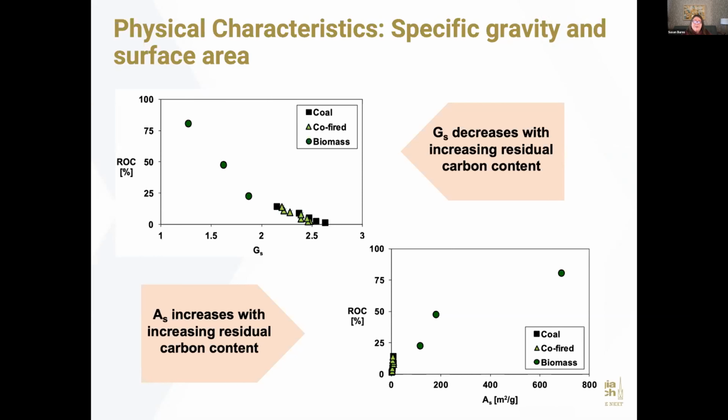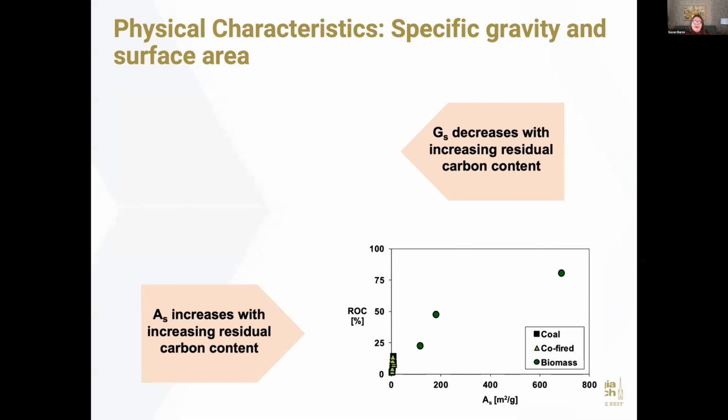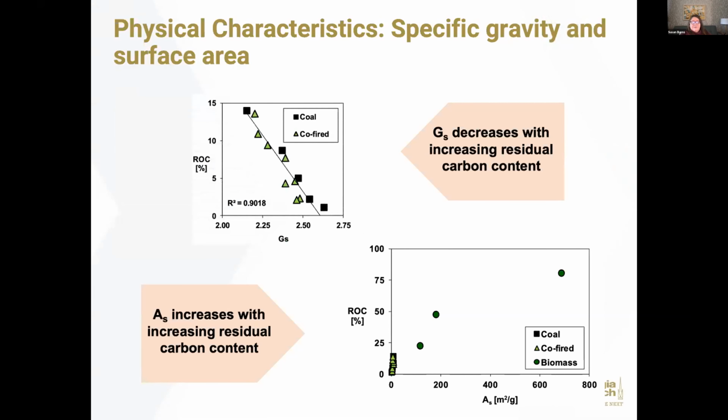You can see for most coal and co-fired ashes, our residual organic content is going to be somewhere around 20% or lower. What we'll see though is that when we zoom in and look at these regions here for the coal and the co-fired ash, we get a nice relatively linear relationship between our residual organic content and our specific gravity, which is what we would expect. So our organics are going to have a specific gravity of about 1.